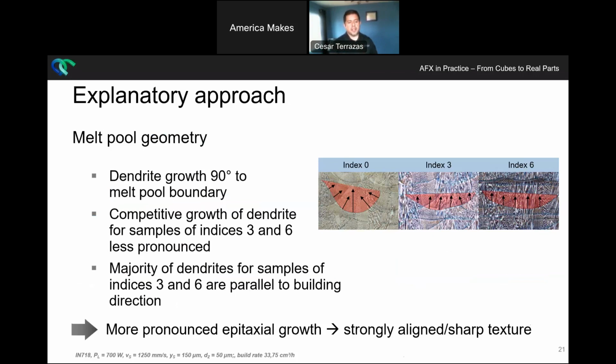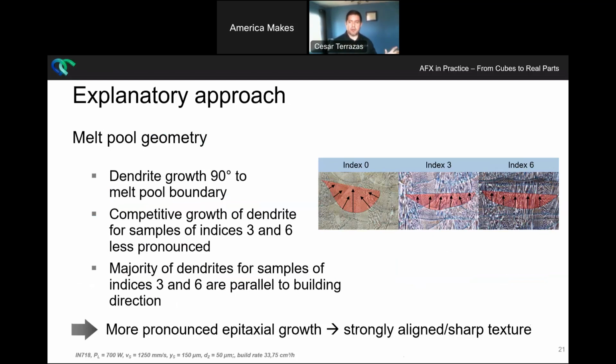But when they look at index 3 and index 6, again, the ring beam causes these shallower melt pools that are smaller, right? So they have a different aspect ratio. And that causes a more planar front, which doesn't allow for other directions other than the primary build direction to develop. So again, the comparative growth that you see with index 0 is reduced in index 3 and 6, right? And that leads to the directionality and the texture that is observed.